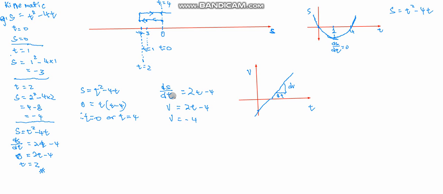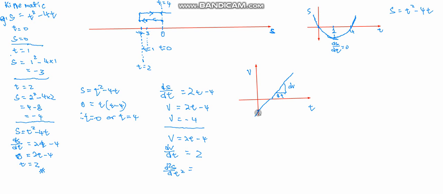Now, if I take v and I differentiate again, okay, v equal to 2t minus 4. If I differentiate again, dv/dt, which is actually the acceleration, d2s over dt square, this acceleration is 2. So if you differentiate with respect to t, it is 2. So that is the acceleration. It's a constant acceleration. Okay, as time goes on, it's a constant acceleration.